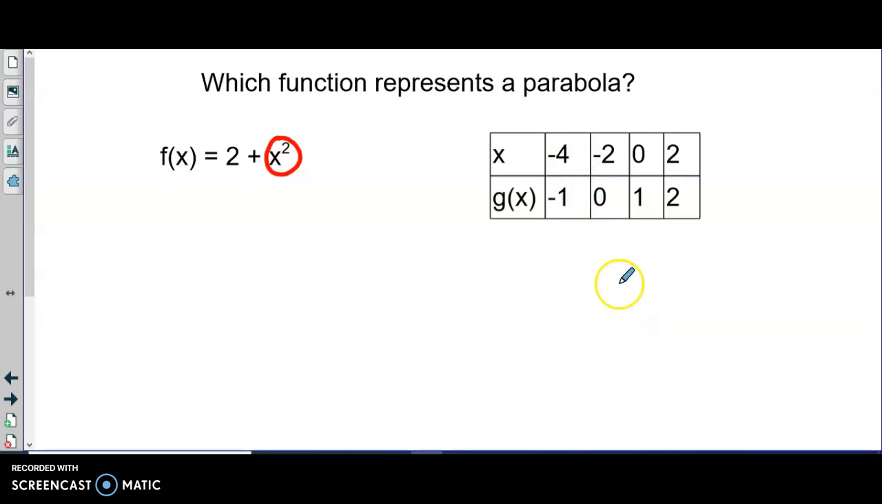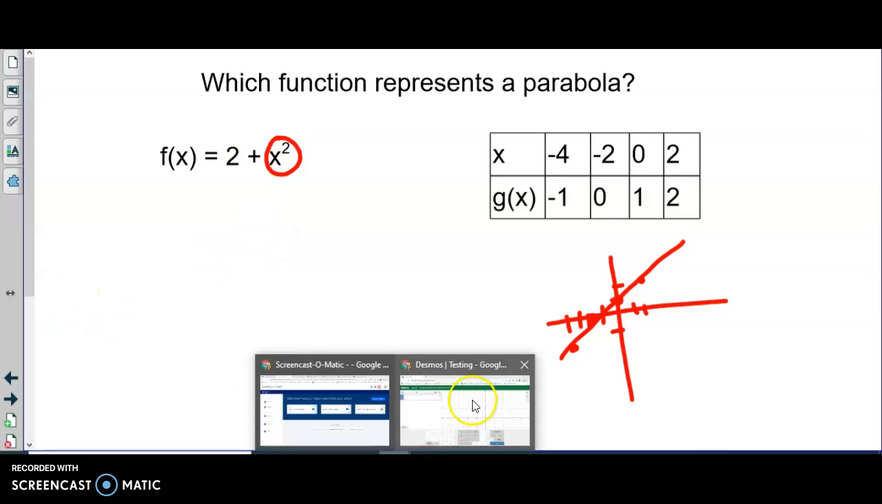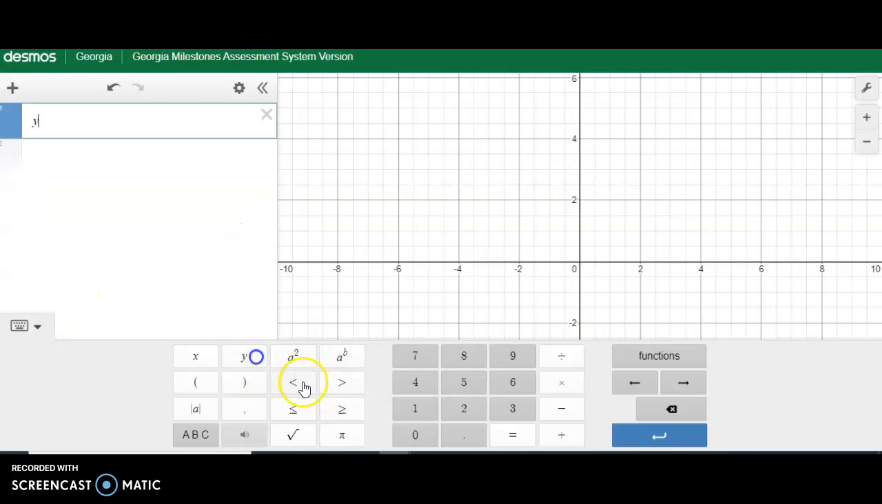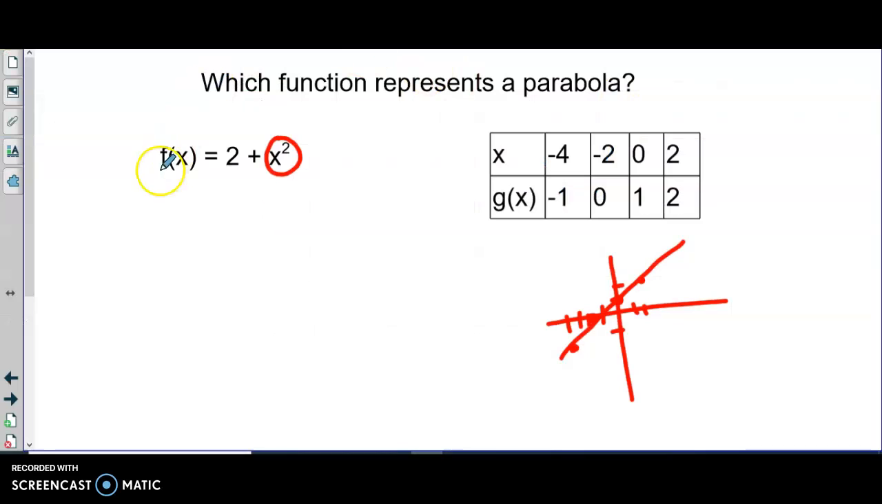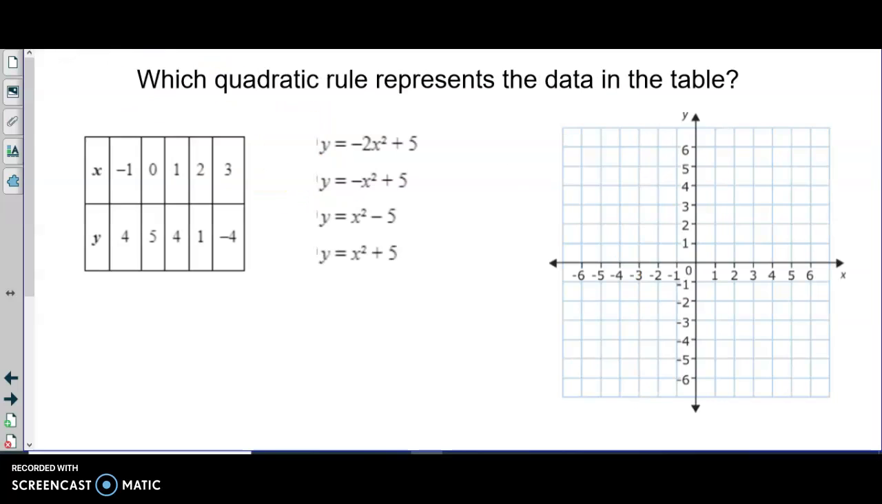If we actually graph these points, we have one at -4, -1, -2, 0, 0, 1, and 2, 2. This is a straight line. If you wanted to graph this one in Desmos to double check, you would have Y equals 2 plus x squared. And you can see that it is in the shape of a parabola. It's a U-shaped graph. But it's easier if you just remember that x squared makes a parabola, then you can just pick that answer out quickly.